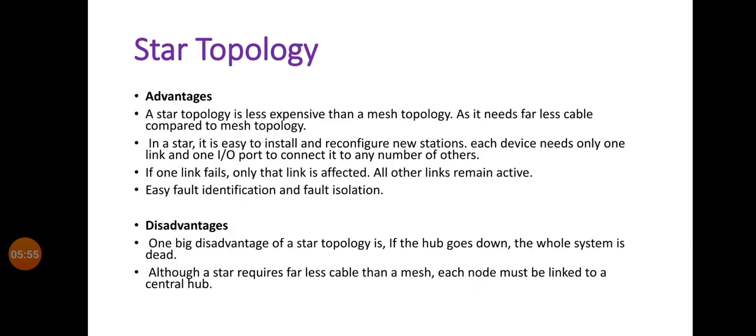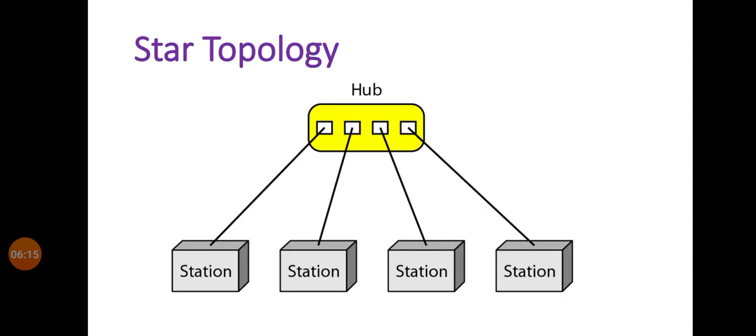So if anything happens to the hub, then the remaining stations also go down. Then the second disadvantage is, although a star topology requires far fewer cables than a mesh topology, each node must be linked to a central hub. Yes, we agree that star topology requires fewer cables than mesh topology, but whenever a new device is added, we should not forget that the device must be connected to the hub, and only then does it get working.